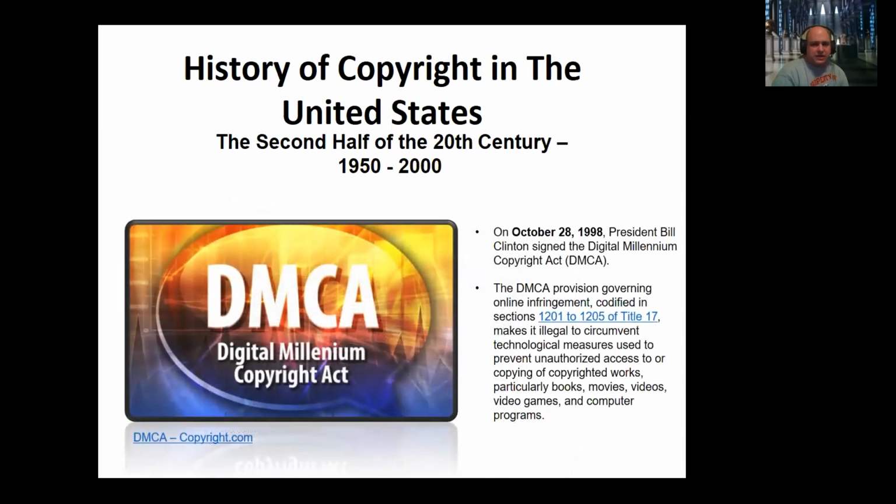So now we get into the second half of the 20th century, and as Chrissy mentioned, the DMCA, Digital Millennium Copyright Act, went into effect. It was signed by Bill Clinton into law October 28th of 1998. And there's the provision 1201 to 1205 under Title 17, and it makes it illegal to circumvent technological measures to prevent unauthorized access to copying of copyrighted works, particularly books, movies, videos, video games, and computer programming.